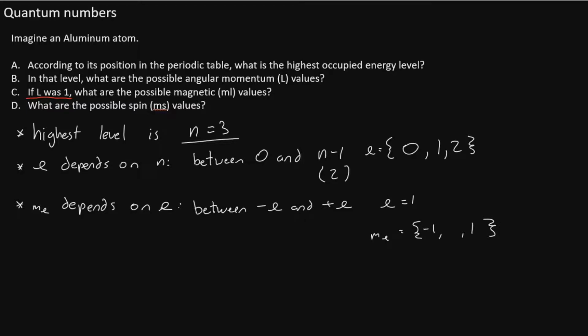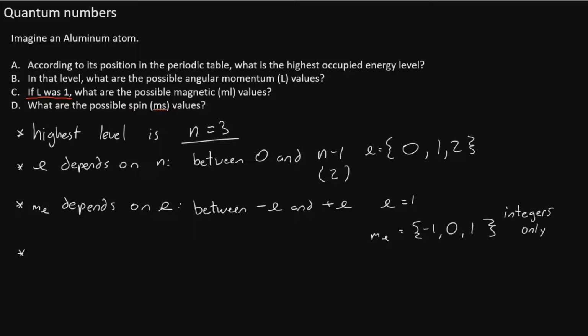However, any number in between negative 1 and positive 1, as long as it's an integer, can also be ML, so we must also include 0. But remember, we can only use integers here. So we'll say our possible MLs are negative 1, 0, and 1.